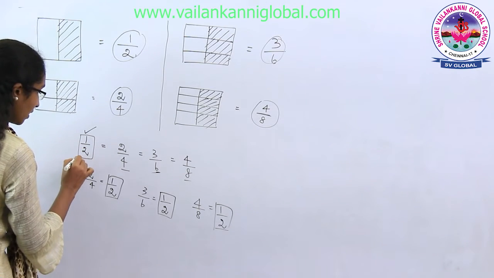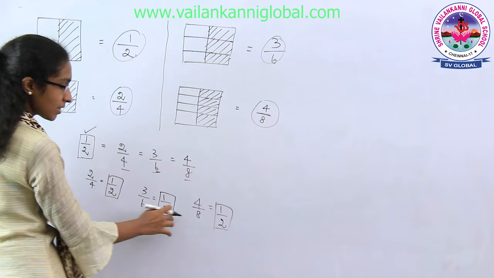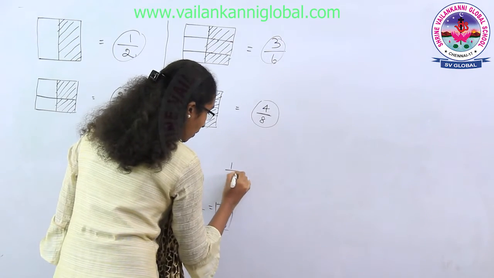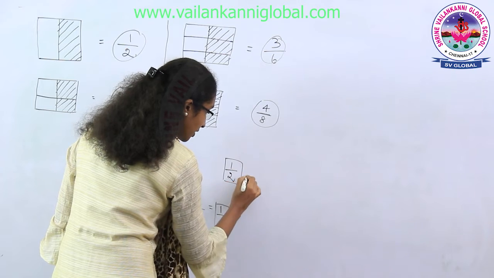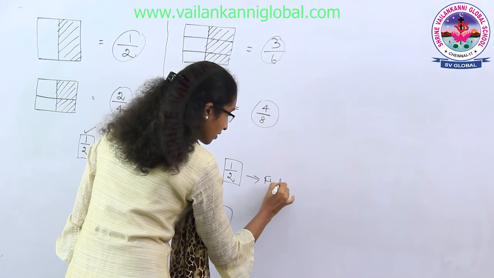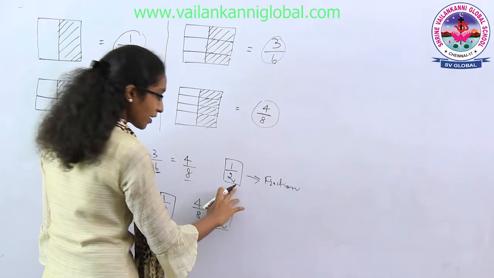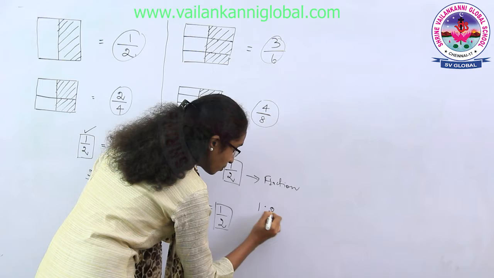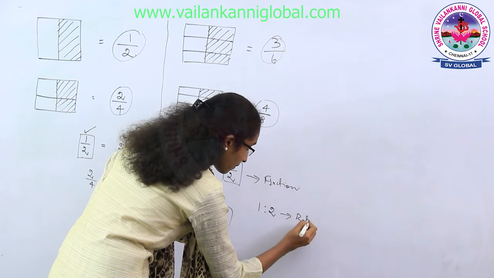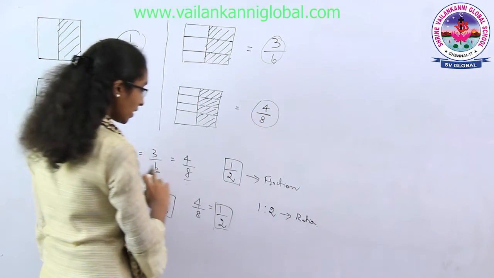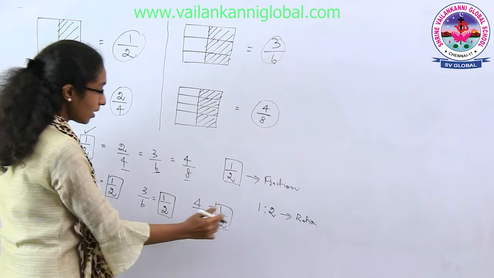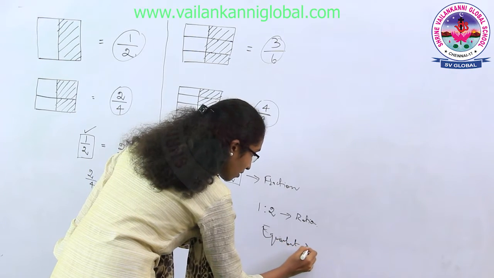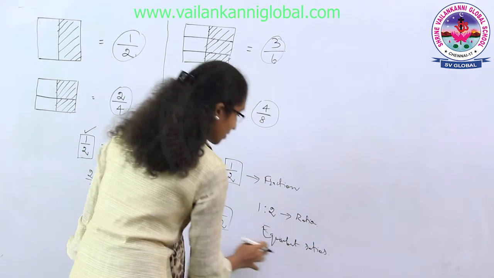So now look at all the answers. All the 4 answers are 1 divided by 2, which is in the form of a fraction, and that fraction can be written in the form of a ratio as 1:2. Hence, when all the answers are equal, it is called equivalent ratios.